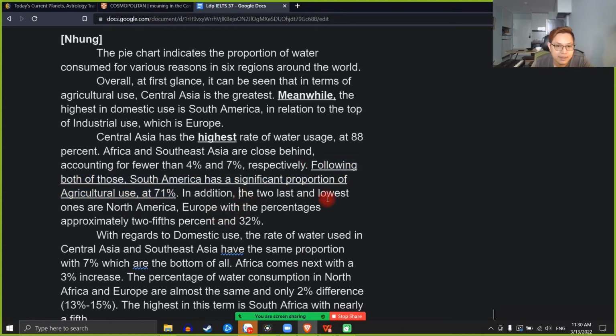In addition, the two last and lowest ones are, thêm vào đó hai cái cuối cùng và cũng là cái thấp nhất. The two last and lowest ones.